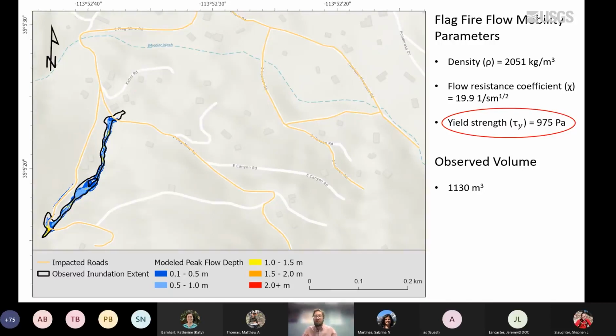Like I mentioned earlier, yield strength is used to calculate stopping criteria. Higher values indicate less mobile flow. Lower values indicate more mobile flow. So this is, in fact, what we observed here.